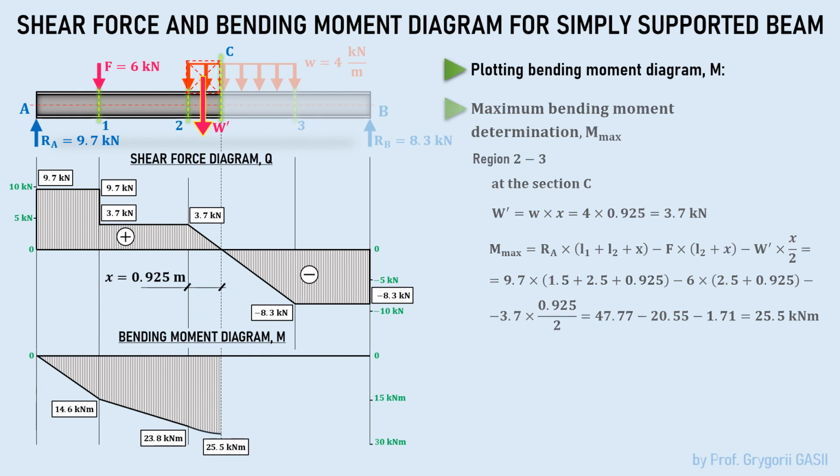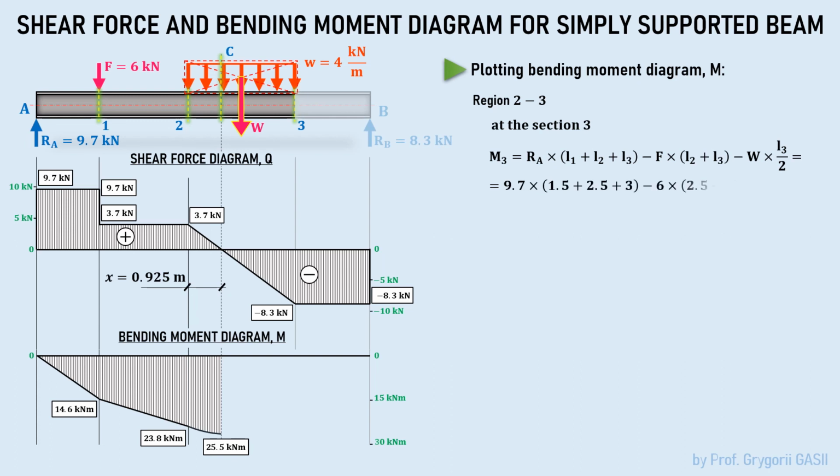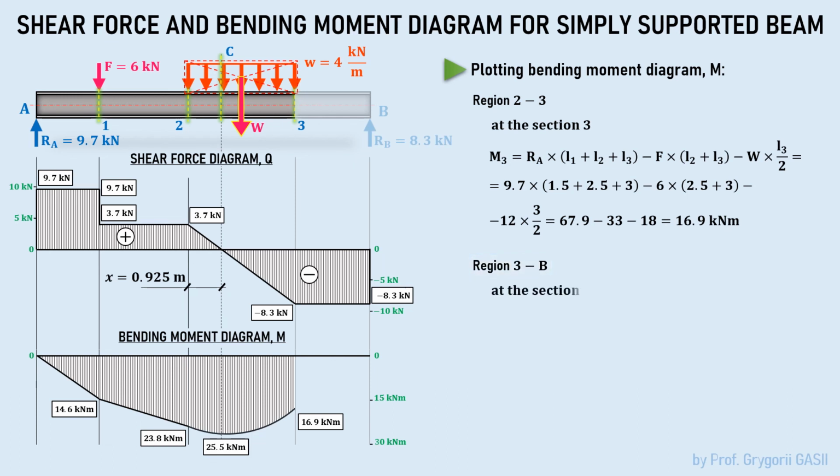Now we have to determine only the value of the bending moment in section 3. Let me remind you that at point B, as we have already found out, the bending moment is 0. So, for this we write and solve the equation. This time we must consider all external loads. Solving the equation, we get that the bending moment is 16.9 kilonewton meters. Let's finish plotting the diagram. Let me remind you once again that on region 2-3, the diagram of bending moments has the form of a square parabola.